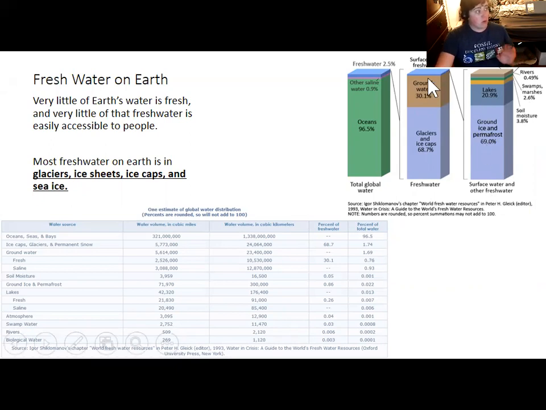You'll notice that a big portion of this 1.2% is taken up by ground ice and permafrost. And permafrost is the frozen ice within the soil in the tundra, the portions of Alaska and Siberia close to the Arctic Circle. So you can see that there's not actually that much fresh water available. A lot of it is locked up in glaciers, and a lot of the water that is locked up in glaciers is particularly locked up in the East Antarctic ice sheet, the largest glacier in the entire world.